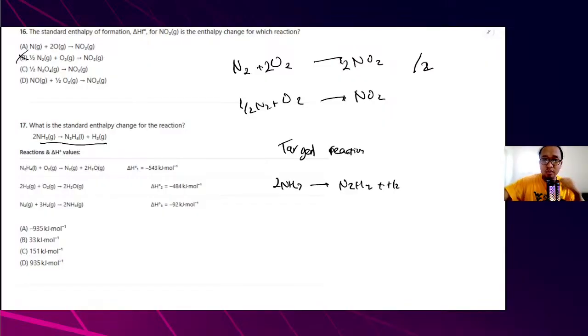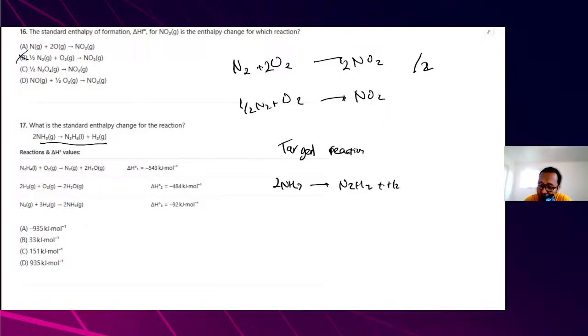Okay, so now let's continue our discussion. What is the standard enthalpy change for the reaction? As I mentioned before, we have to determine the target reaction. We will use Hess's law, manipulate the given reactions so they match the target reaction.